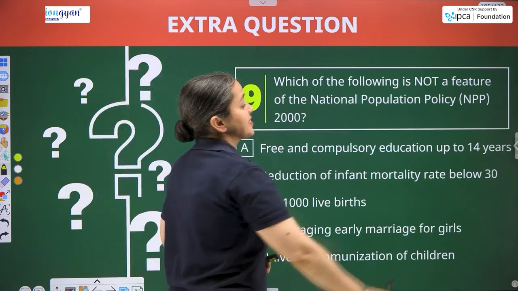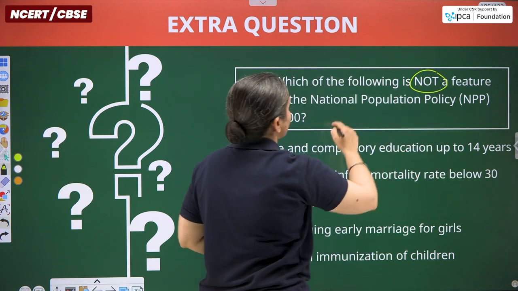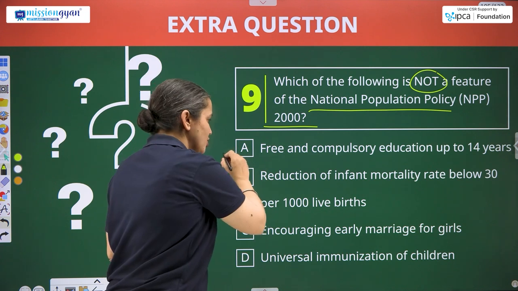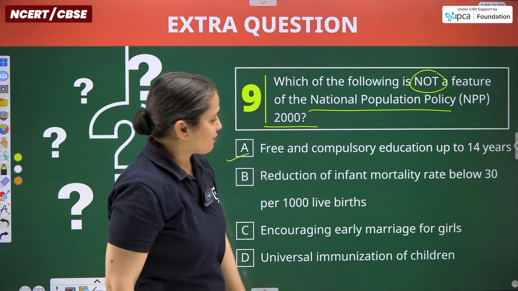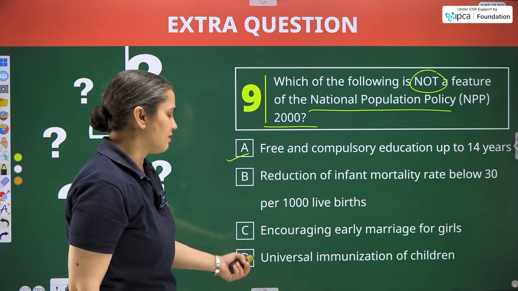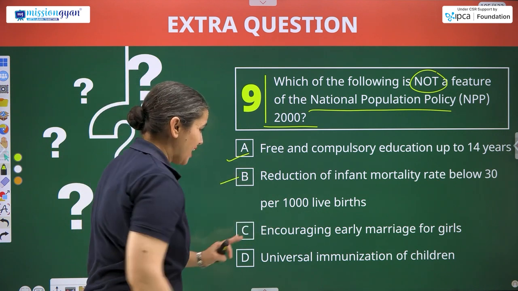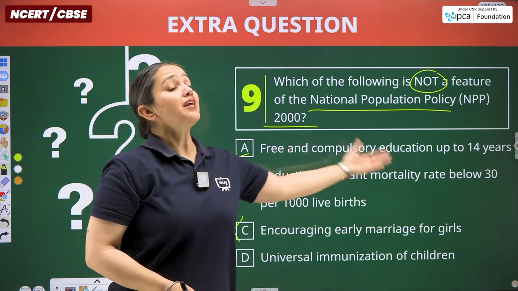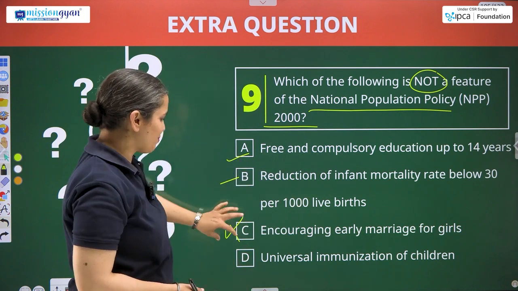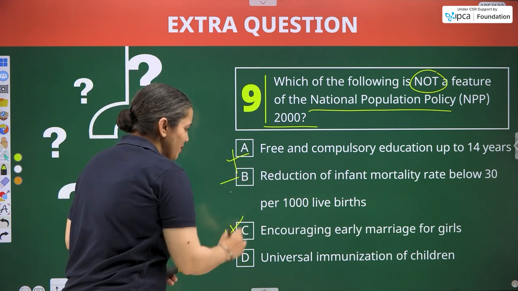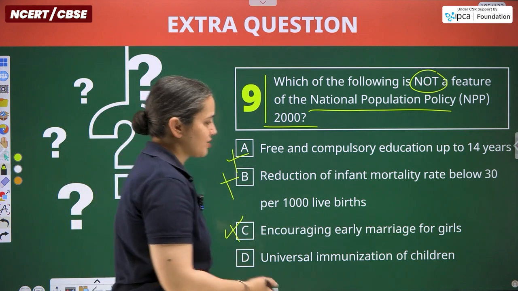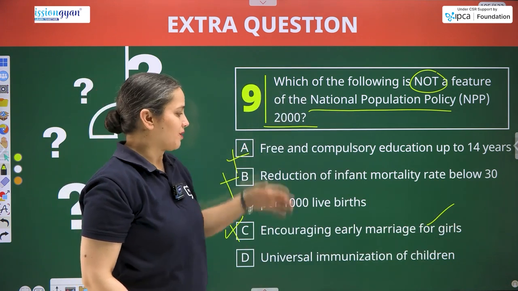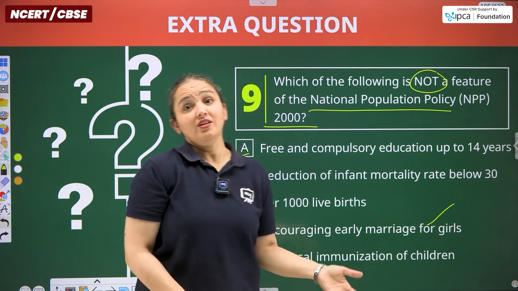Which of the following is not a feature of the NPP of 2000? Free and compulsory education, it is there. Reduction of infant mortality rate, it is there. Encouraging early marriage for girls? No. It encourages delaying marriages for girls. So it should be vice versa. Encouraging early marriage? Definitely not.